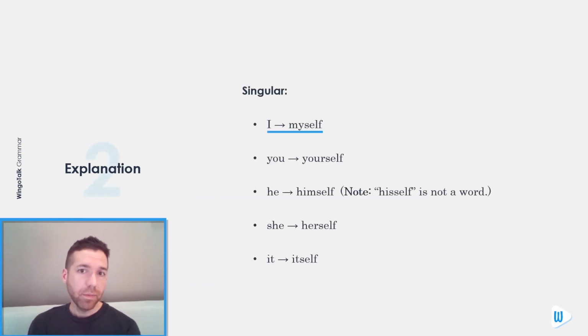Singular: I, myself. You, yourself. He, himself. Note, his self is not a word. She, herself. It, itself.